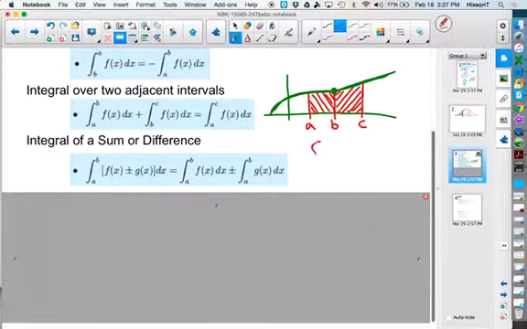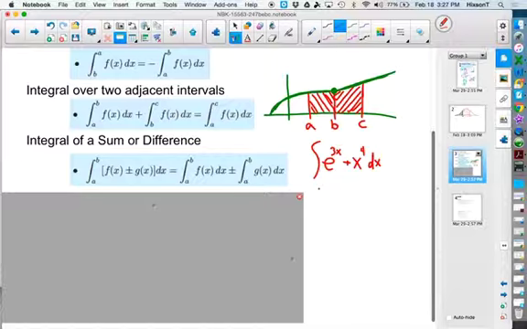So, for example, if I'm doing the integral of e to the 3x plus x to the 4th dx, I could split that into two separate integrals: the integral of e to the 3x dx plus the integral of x to the 4th dx. Kind of like the log rules, ish. It's actually very parallel to our derivative rules too. Remember, the derivative of a sum is the sum of the derivatives.